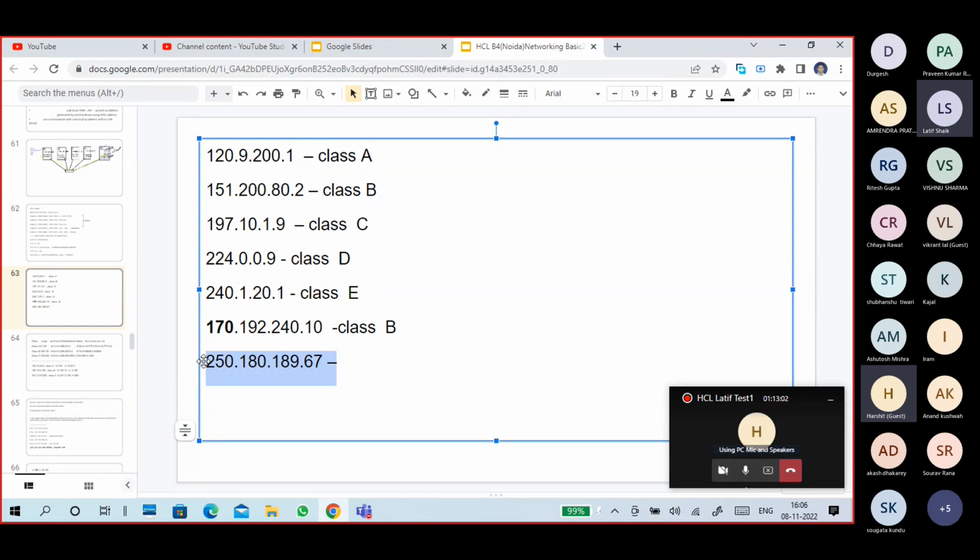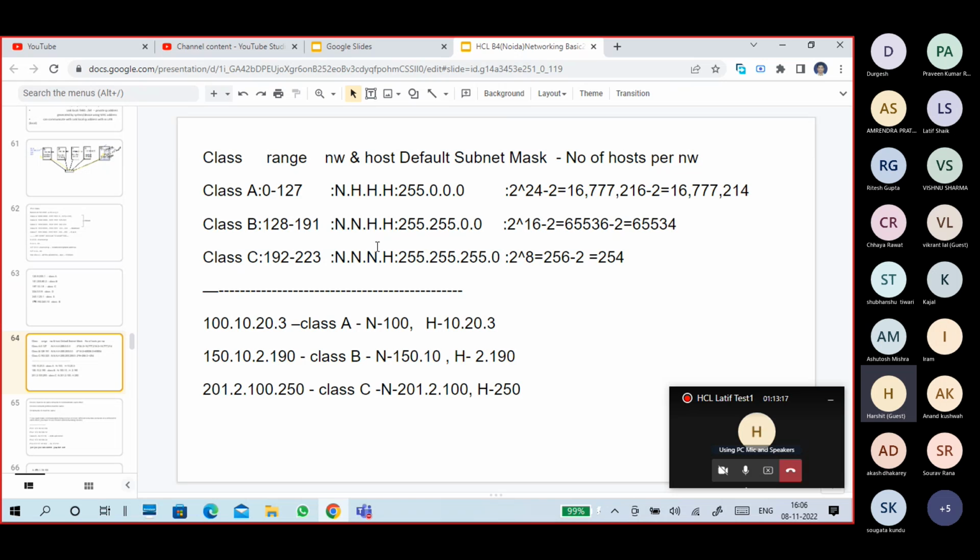Okay, guys. So compulsorily identify the basics only. It is very basic. When you see an IP address, understand which class it is. Okay, very good.